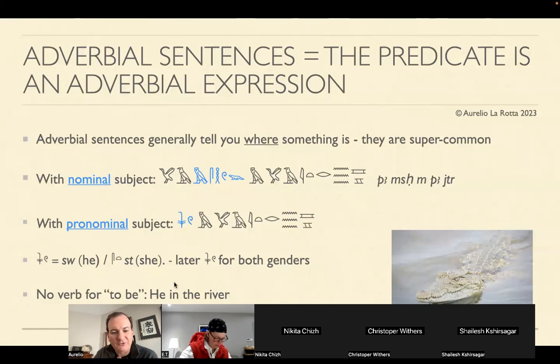And note there's no verb for to be. So that's why this is not a verbal sentence. You basically say he in the river, or she in the river, or it. Basically just gluing the adverbial phrase right behind the pronoun or behind the nominal subject. And that's really all there is to it. From an English perspective, not hard to understand.